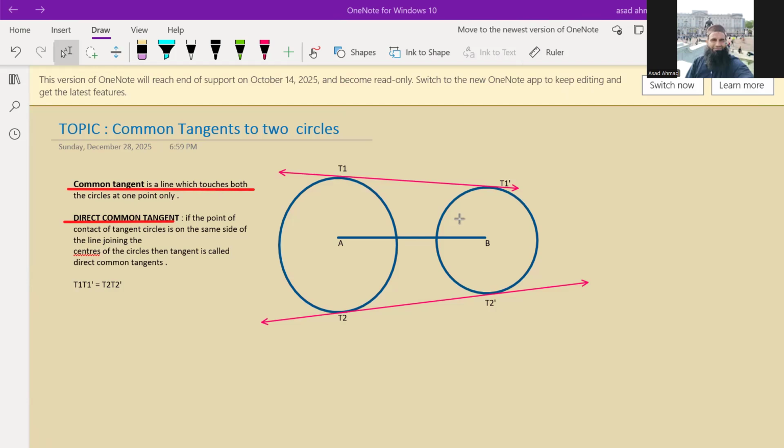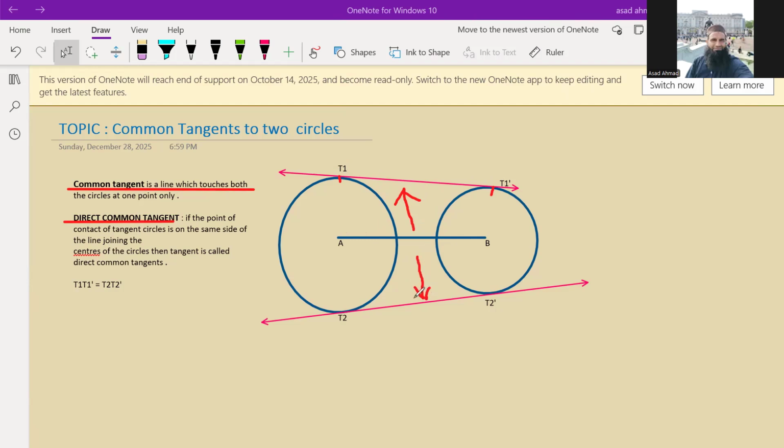This is defined as follows: the points of contact of the tangent to the circles, like T1 and T1 dash, are both on one side of the line segment AB. We have to compare the points of contact with respect to the line segment joining the centers. If both the points of contact are on one side, those are called direct common tangents.